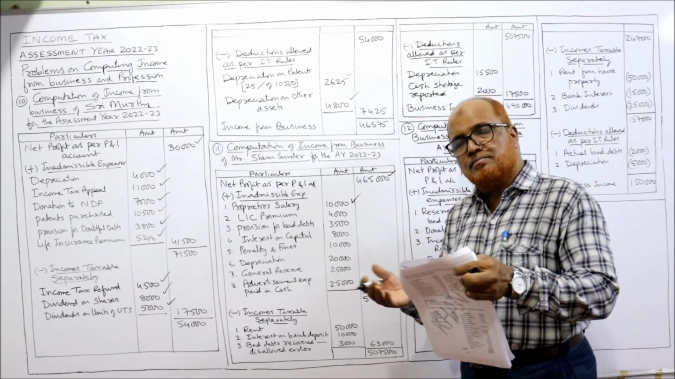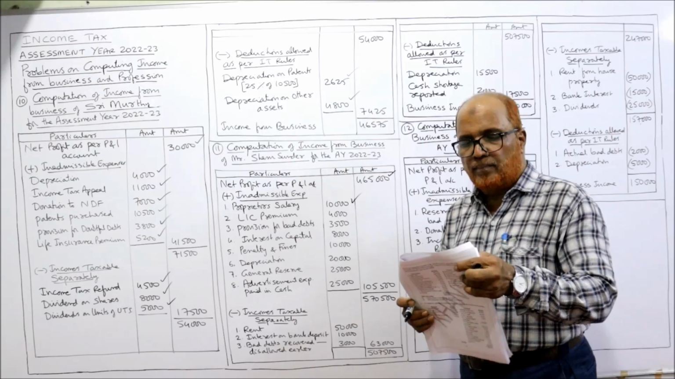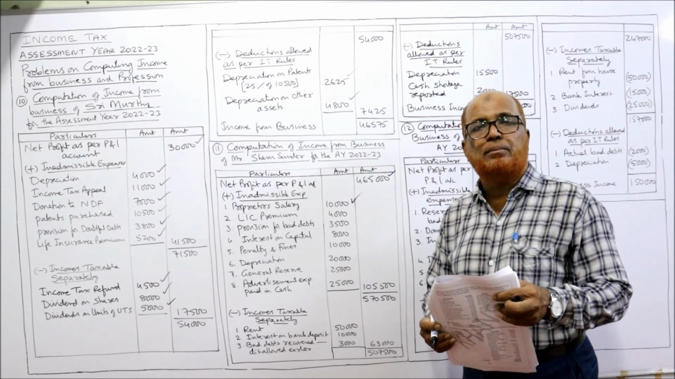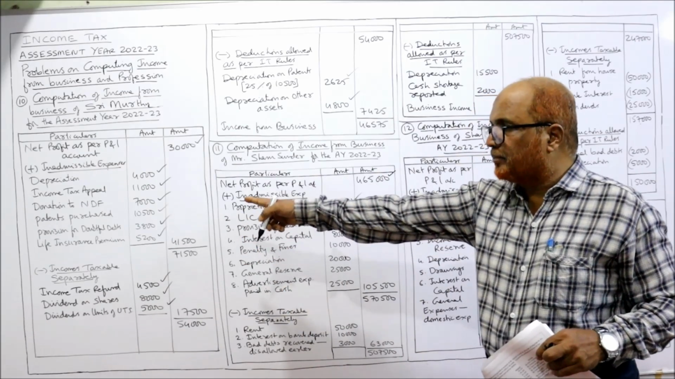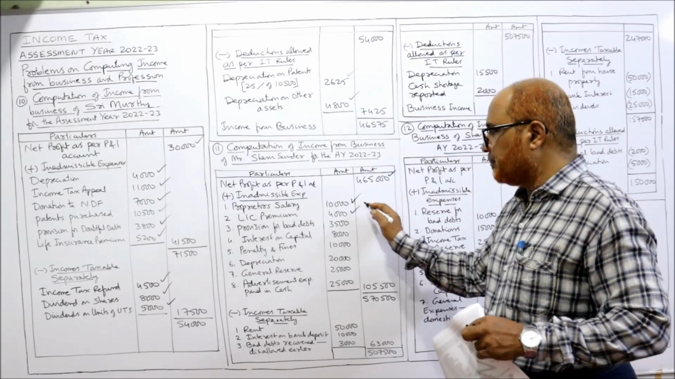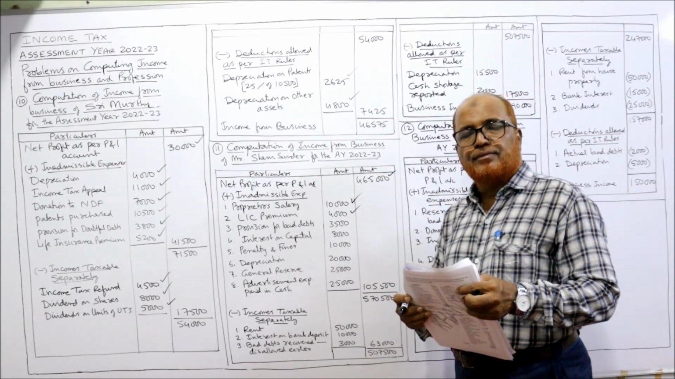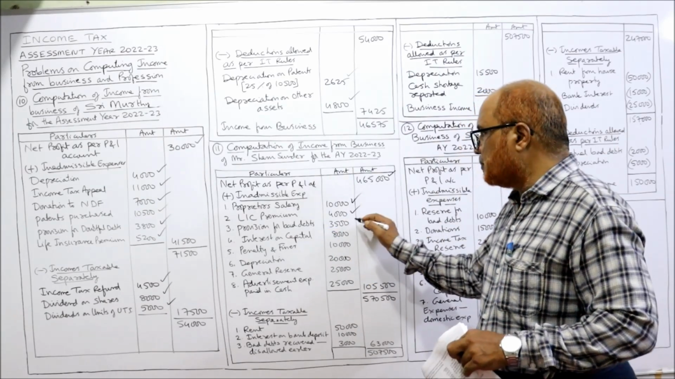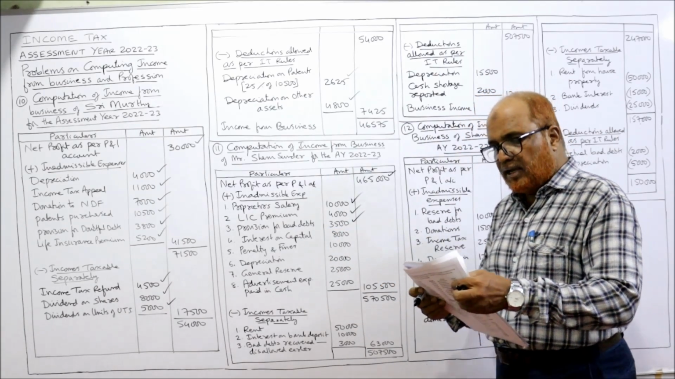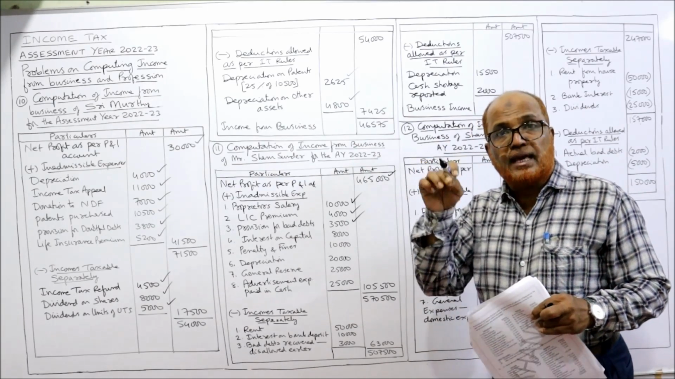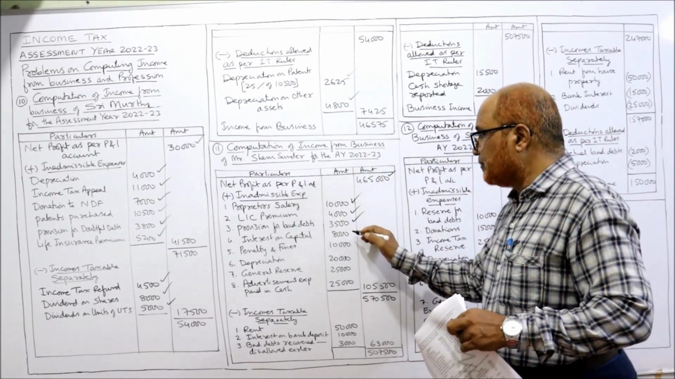Taxes and insurance, it is assumed for business, allowed. Advertising allowed. Electricity allowed. Life insurance premium, just like the previous problem, here also life insurance premium disallowed. It is personal. Then bad debts allowed as deduction. Provision for bad debts disallowed, so provision for bad and doubtful debts. Interest on loan is allowed, whereas interest on capital is disallowed.